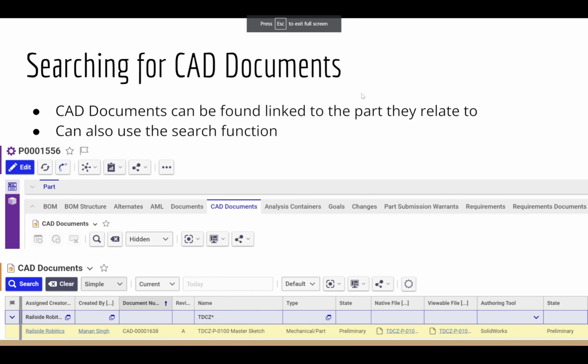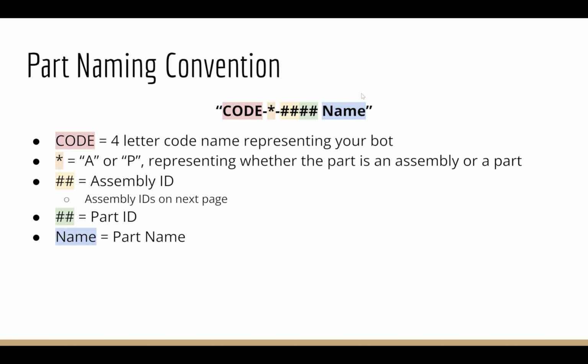So that's searching for CAD documents. Before I go into creating those documents yourself and accessing Aras Innovator, I'm going to talk about our part naming convention. Because we're going to have so many different files from so many different teams on one server in one search button, it's going to get tedious and confusing if we have random names for the parts. So for this semester and all semesters going forward, every custom part that you make is going to follow the naming convention.